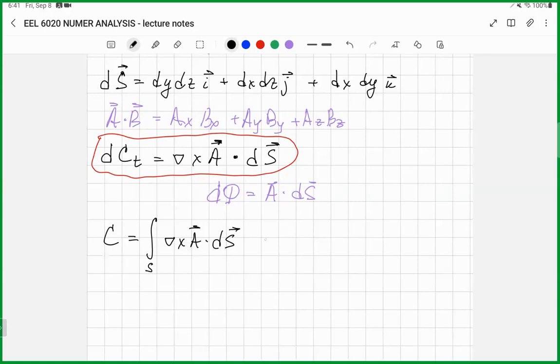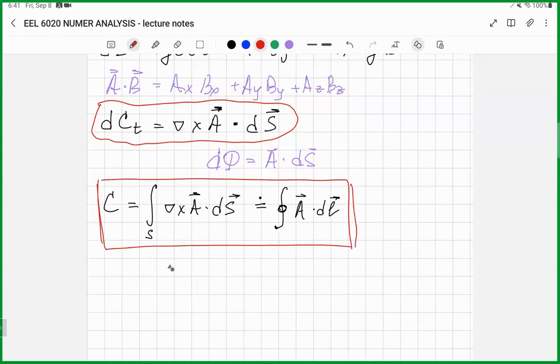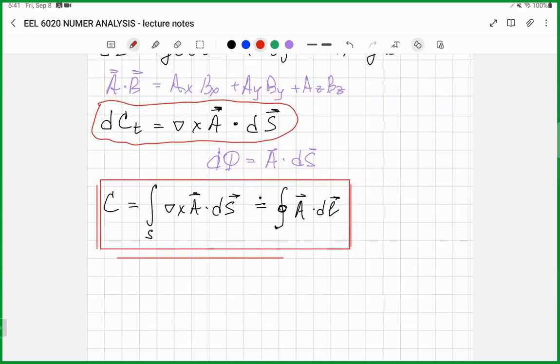And on the other hand, by definition, the circulation over the closed path is given by the loop integral of this field A by dl. Okay, so let us put this formula in a frame.